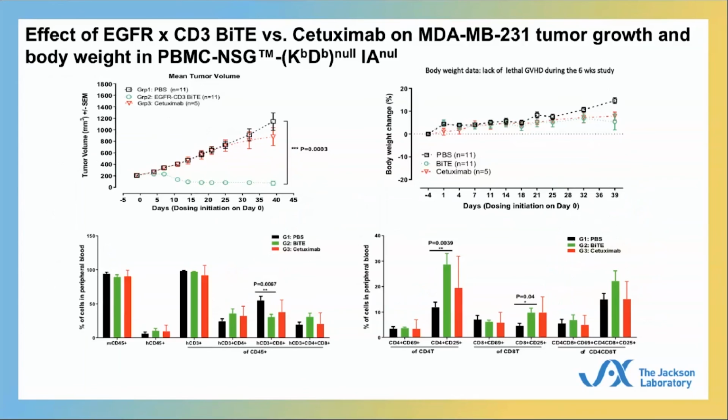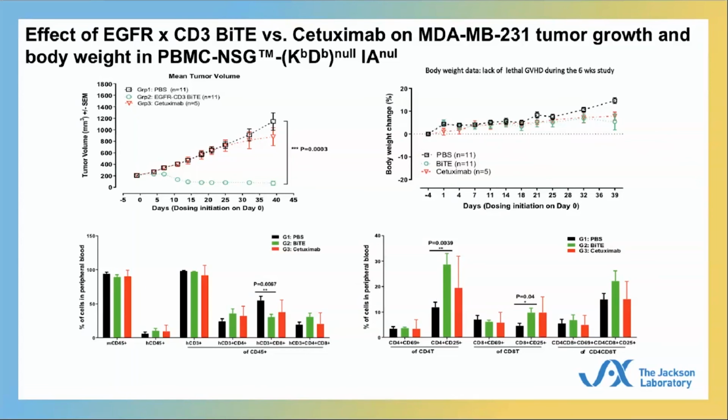And the final data slide, again, we're using our MGM231 cell line, and we're comparing the BiTE I showed previously with rituximab. And in this case, we're using the double knockout PBMC humanized mice. And as I mentioned, that BiTE really has a very high efficacy, which we see here again in PBMC humanized mice, comparable to what we find in CD34 humanized mice.